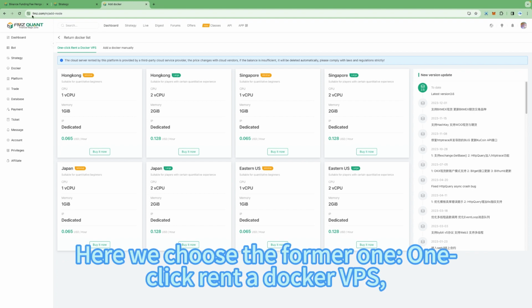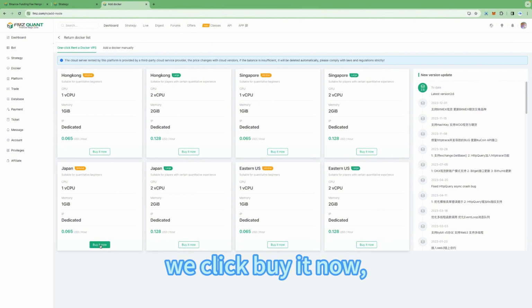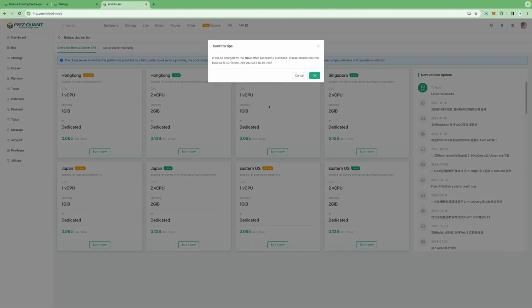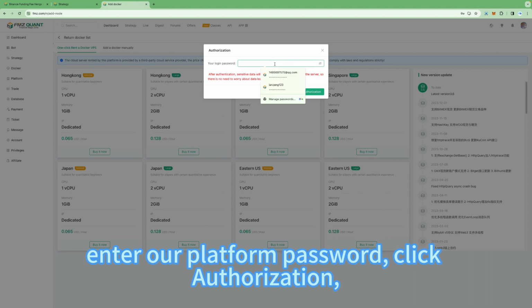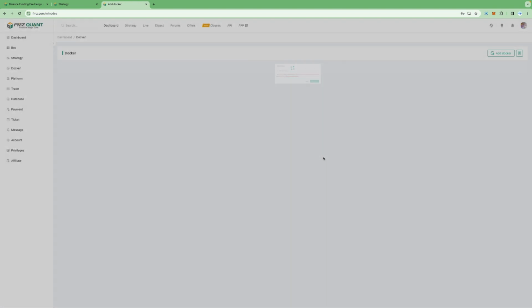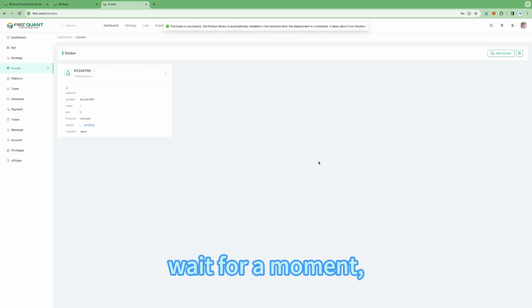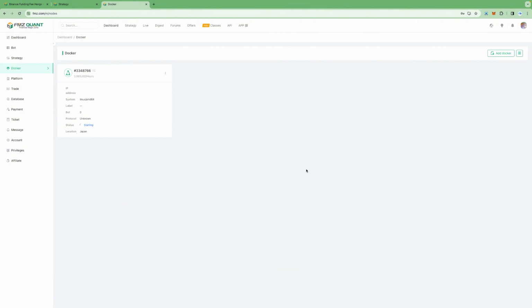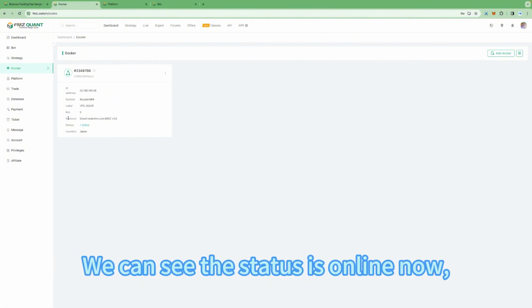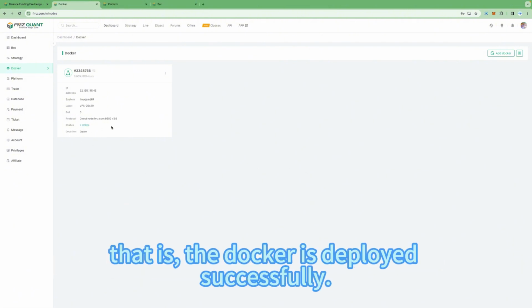Here we choose the former, one-click rental Docker VPS. We click Buy it now and click OK. Enter our platform password, click Authorization. Wait for a moment, the Docker will be deployed successfully. We can see the status is online now, that is, the Docker is deployed successfully.